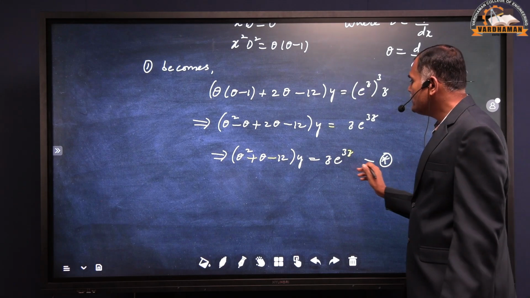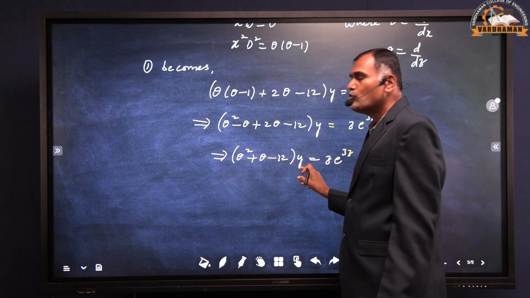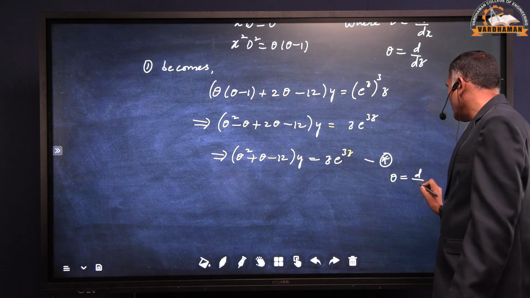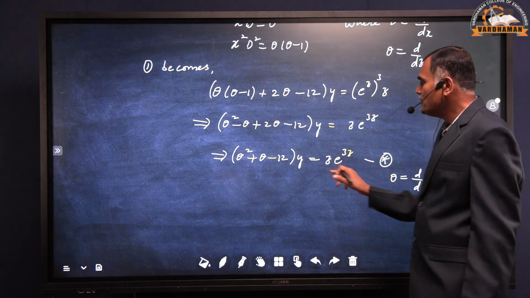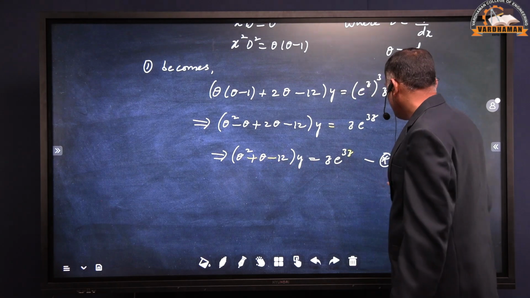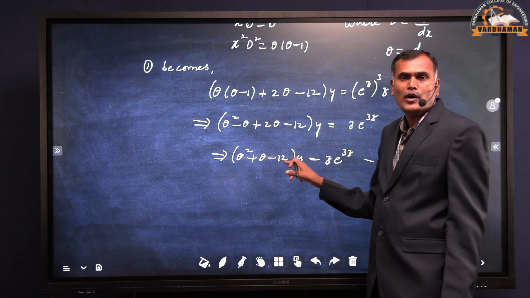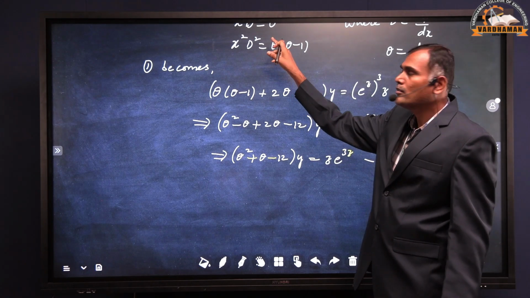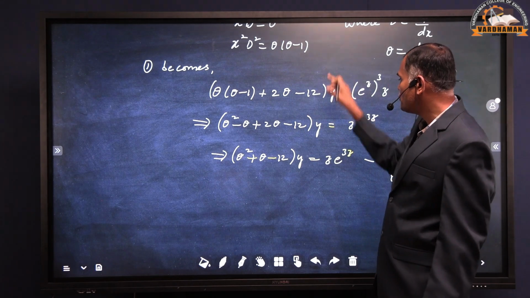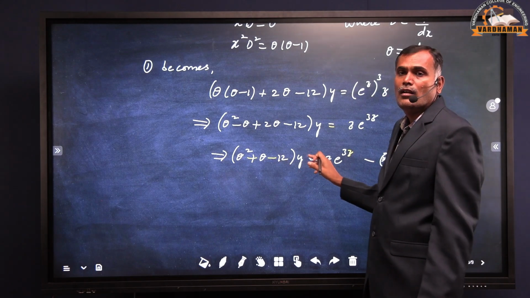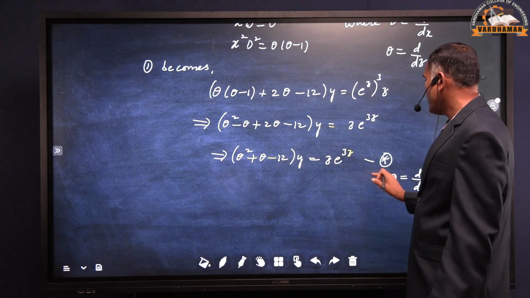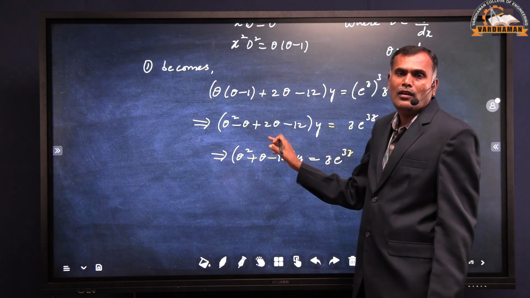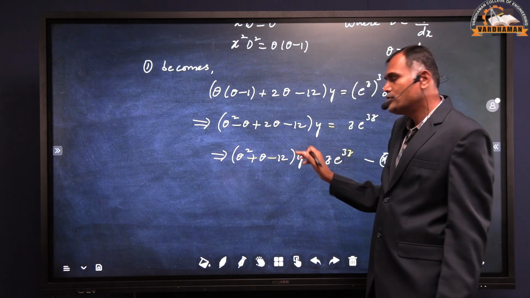Now clearly it is a linear DE with constant coefficients. Here θ is nothing but d by dz. In this case, the independent variable is z, and the dependent variable is y. We are reducing a problem with variable coefficients to a problem with constant coefficients. Already we have discussed how to find the solution of a linear differential equation with constant coefficients.